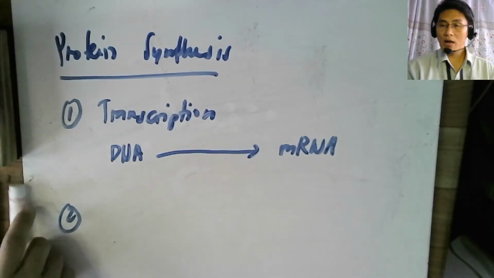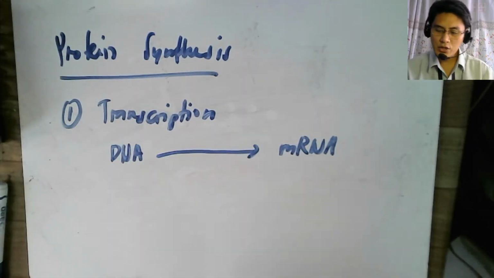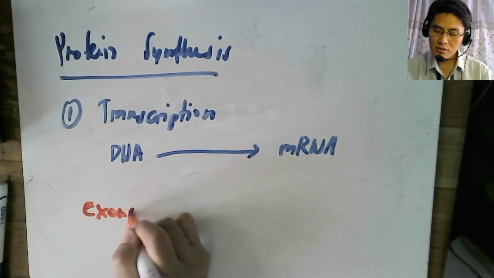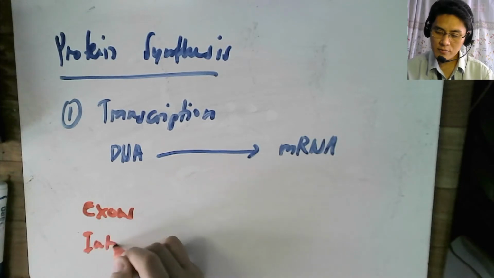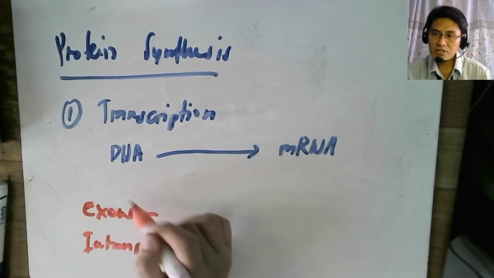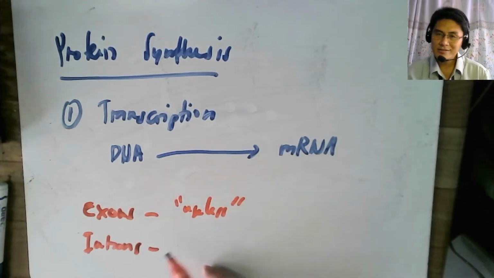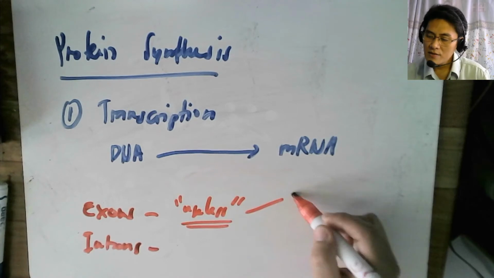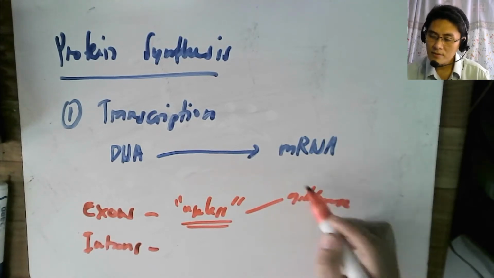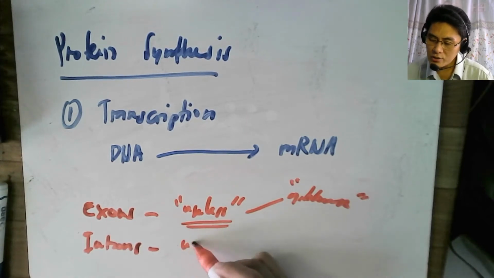This is now where I will have to remind you of exons and introns. These are segments in the gene. Exons are the quote-unquote useless part of the information. This is the gibberish part, the part that doesn't make sense, while the introns are the useful part.